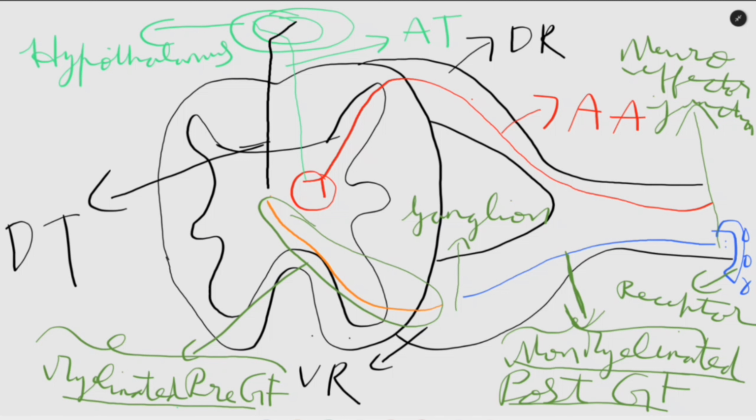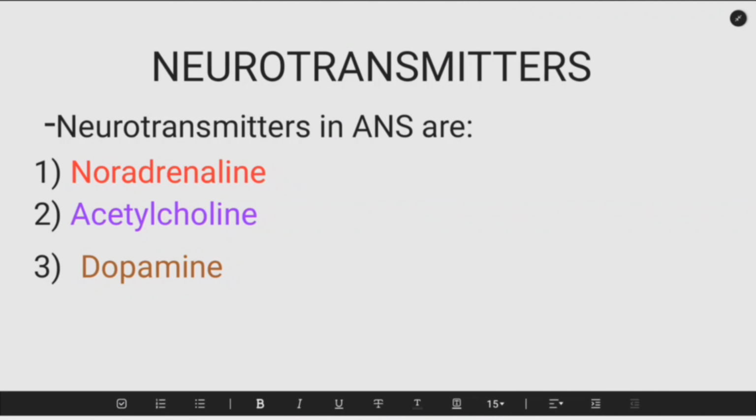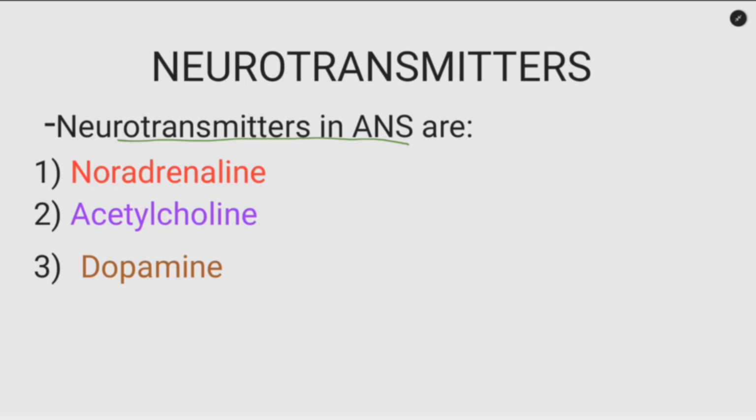I hope you are clear with autonomic innervation. We will discuss the final topic for today. The neurotransmitters in the autonomic nervous system are noradrenaline, acetylcholine and dopamine.